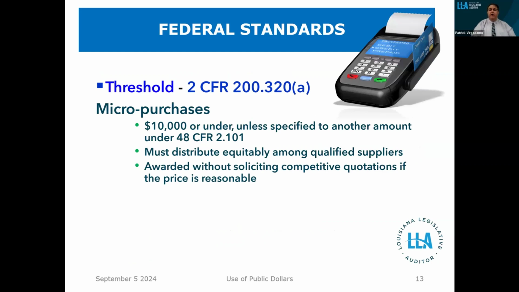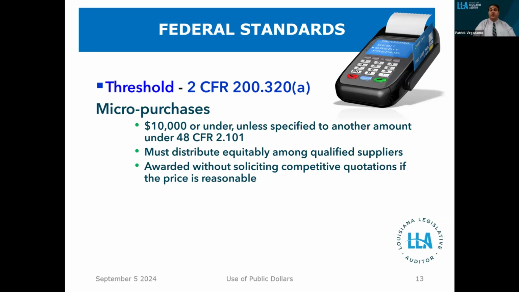Now, under 2 CFR, it has a much more diverse breakdown of requirements. First, you have what they call micro purchases, which are things that are $10,000 or less. And so unless in 44 and 48 CFR 2.101, there's a specific thing that says you have to do this amount for this type of purchase, generally speaking, anything that's 10,000 or under just requires you to get some distribution among qualified suppliers. You can award this without soliciting competitive quotes if the price is reasonable.